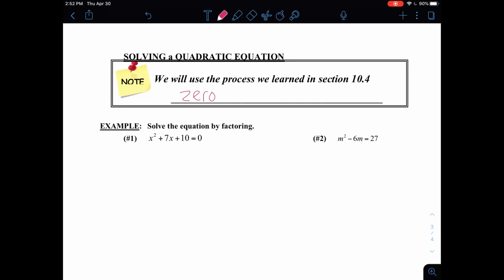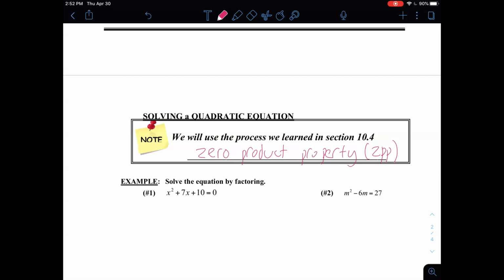It's called zero product property, or ZPP. And basically what the ZPP says, guys, if we have A times B equals 0, what needs to be true to get 0 through multiplication? What needs to be true about one or both of the numbers?